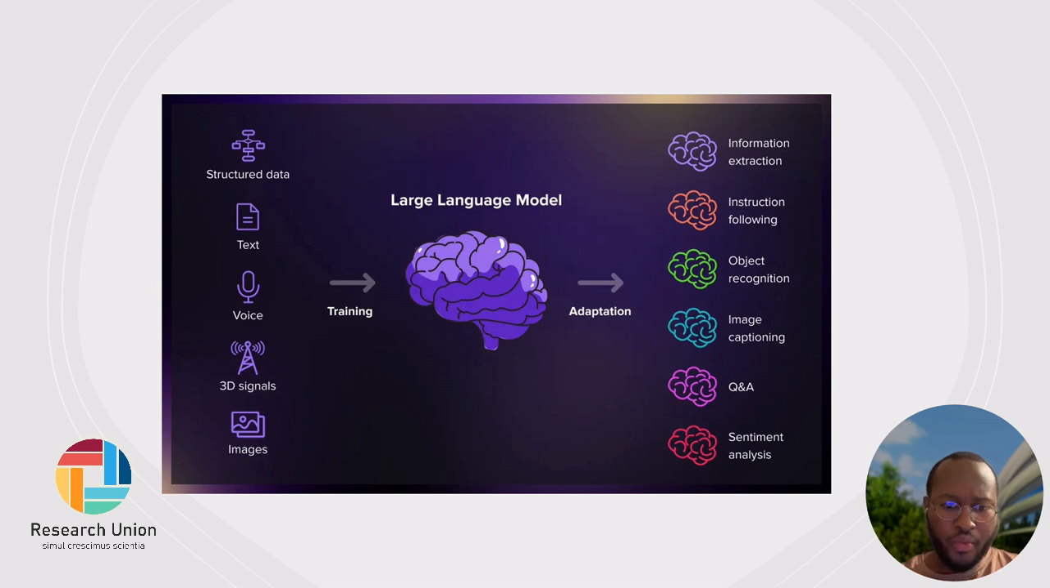So in this diagram, as I mentioned, we have different formats of data that are being used for the training of these large language models or generative models. And they're able to perform, let's say, image captioning, sentiment analysis, and object recognition for images, for example.